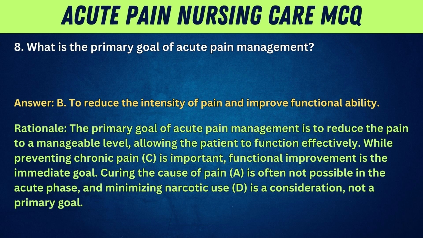Rationale. The primary goal of acute pain management is to reduce the pain to a manageable level, allowing the patient to function effectively. While preventing chronic pain, C, is important, functional improvement is the immediate goal. Curing the cause of pain, A, is often not possible in the acute phase, and minimizing narcotic use, D, is a consideration, not a primary goal.